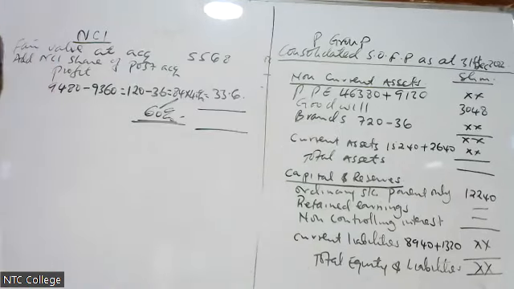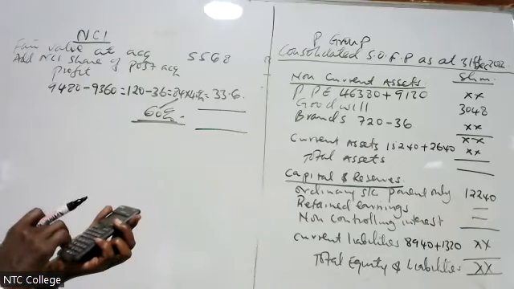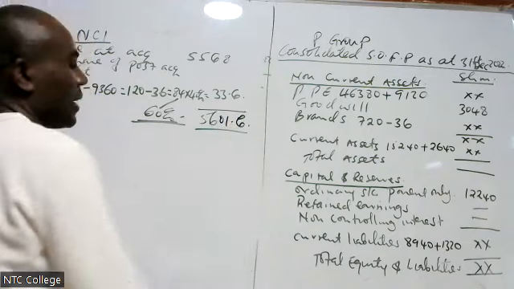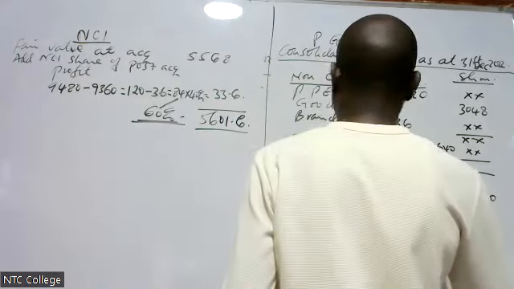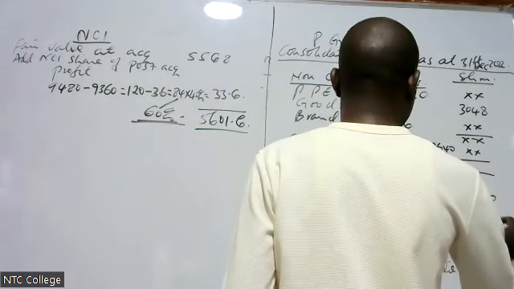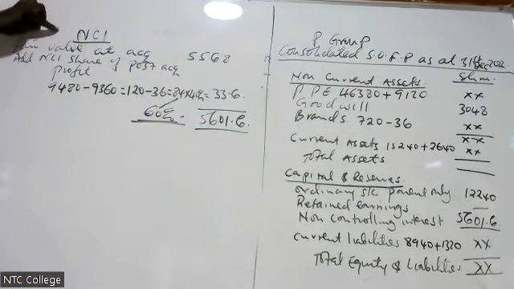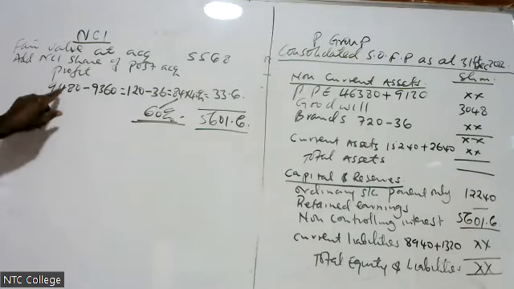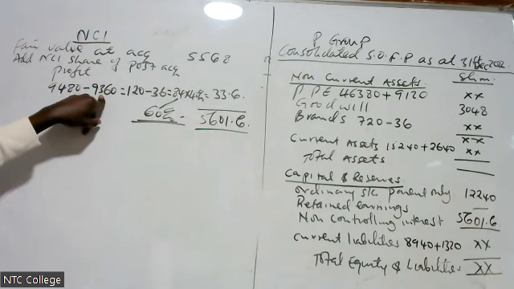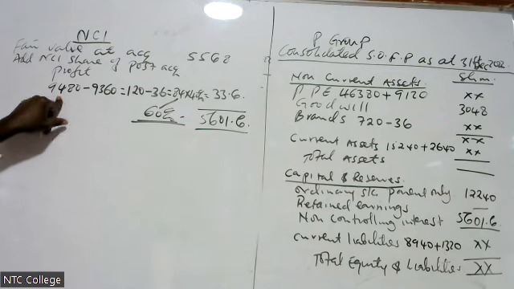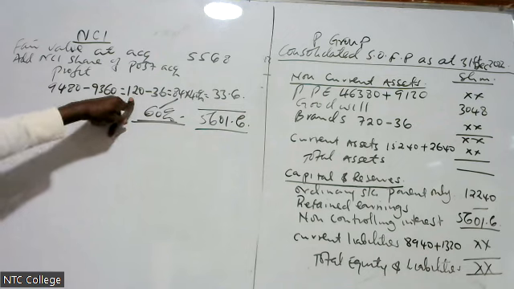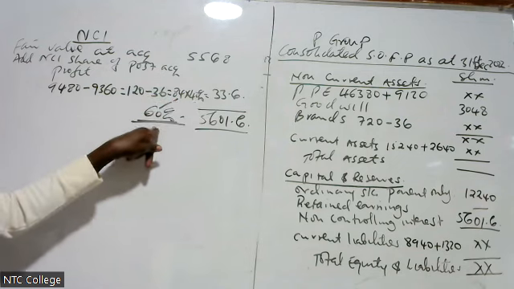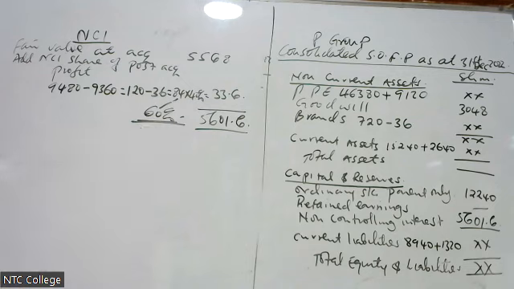Therefore, my NCI at the end is 5601.6. That is my NCI at the end. I come to report NCI 5601.6. You just take NCI at acquisition plus the post-acquisition profit. When we acquired the subsidiary, profit was 93.60. At the balance sheet date, it is 94.80. Therefore, post-acquisition is 120. We subtract the impairment and the amortization, we get 84. This 84, NCI 40%, parent 60%.